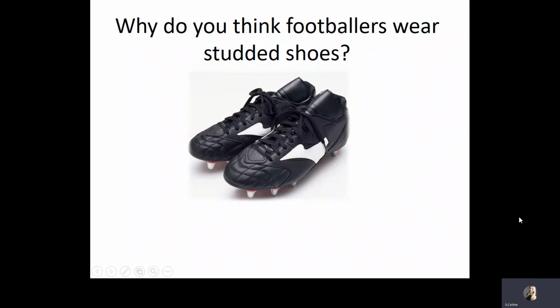Before we start today's lesson, I'd like for you to have a think of your answer to this question. Why do you think footballers wear studded shoes? So hopefully you've had time to think.